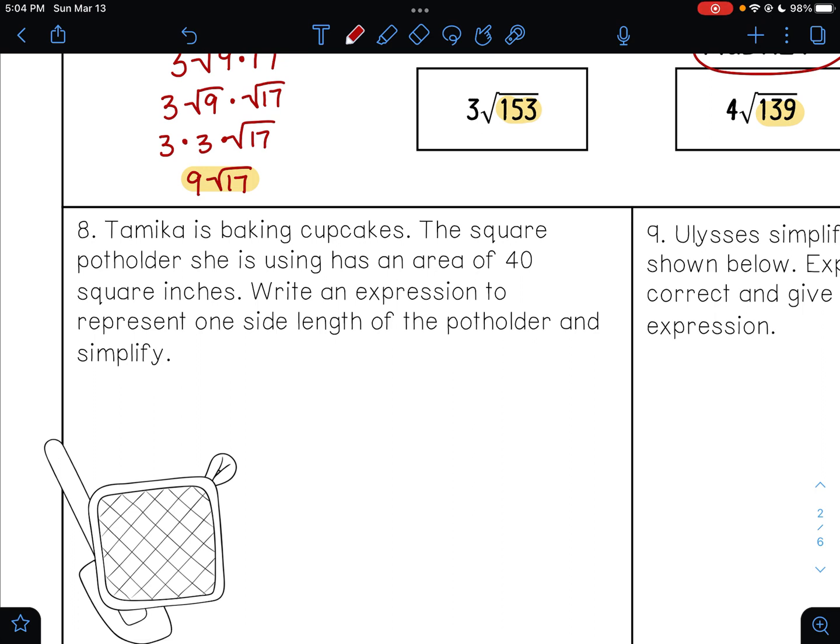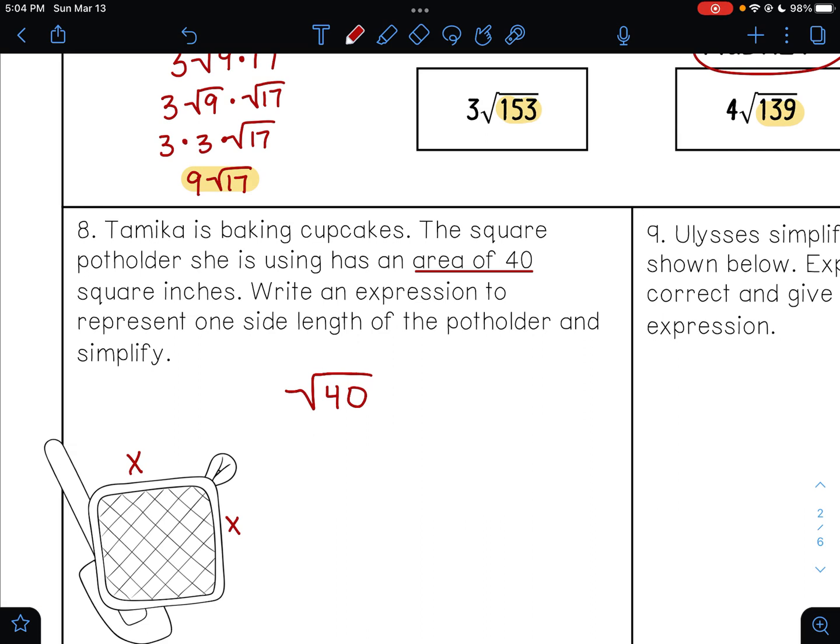Okay, Tamika is baking cupcakes. The square of the pot holder she is using has an area of 40 square inches. Write an expression to represent one side length of her pot holder and simplify. So this is like what we started with in the beginning. So remember, if it's a square, all the sides are the same. So x times x gives us our area. Well, we know the area is 40, so we need to take the square root of the area to see what the side length is for one side.